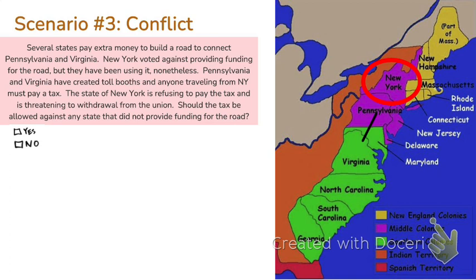All right. So here, this body, we have to decide, should Pennsylvania and Virginia be able to force New York to pay a toll? And if you say yes, that means they can force everybody to use the toll, not just New York. All right? So are we going to allow them? They built the road. It's in their state. Are they allowed to tax you to use it? All right? 1 minute.